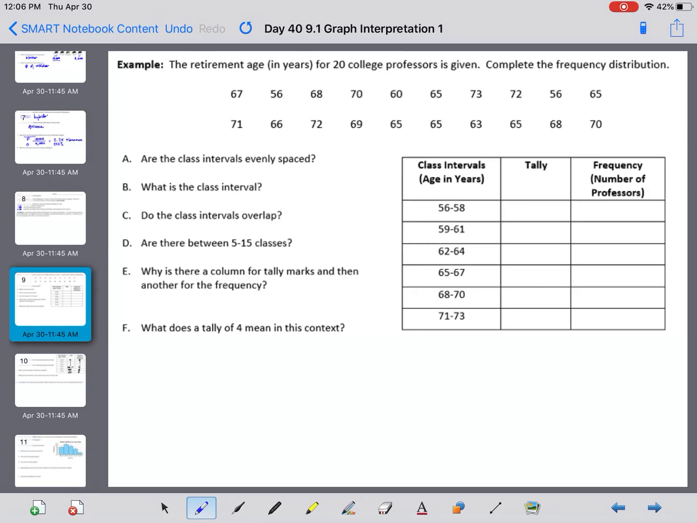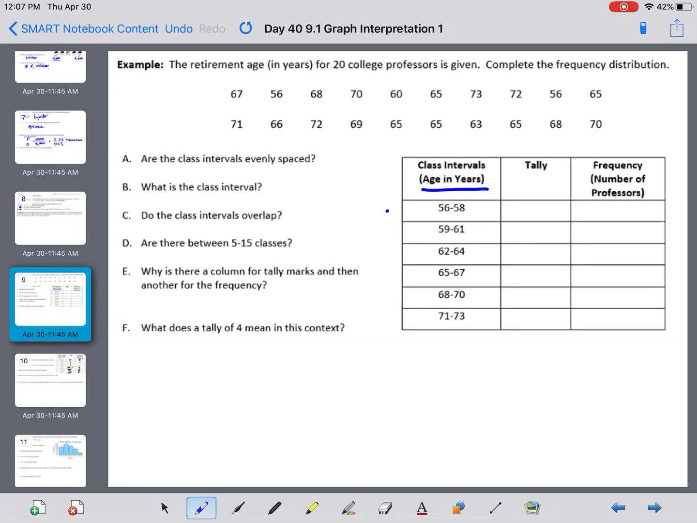organizing some data here. So we have our retirement age in years for 20 college professors. We're going to go ahead and complete this frequency distribution. So don't freak out with the words frequency distribution. All that means is we're just going to organize our data. So right here we have our class interval. So this class interval is going to be the age in years.